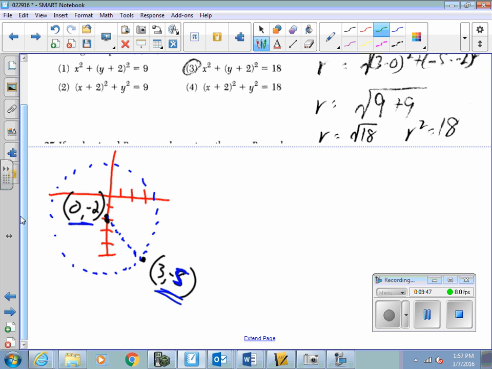The problem is we need to know the radius. So in order to find the radius, you can use your concept of a squared plus b squared equals c squared, because this is going to be a right triangle.